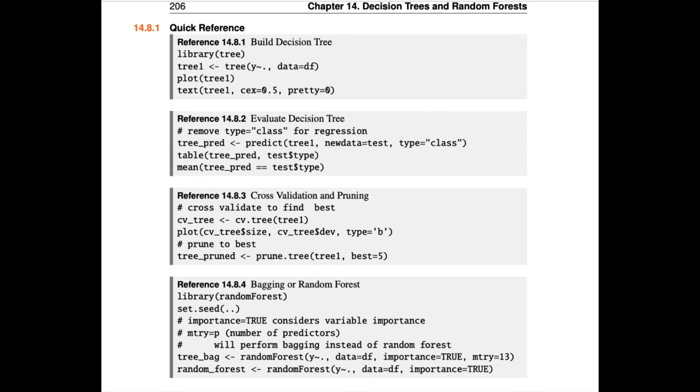These approaches are much more accurate, but you lose that interpretability. Random forest has the additional advantage of only considering a subset of predictors at each split, which decorrelates the trees. Random forest is a highly accurate model and consequently very popular as well. The end of the chapter has a quick reference for how to build a decision tree, as well as plot it, and how to make predictions. Notice that you need to remove this type equal class if you're doing regression. Also, how to do cross-validation and pruning, and how to do either bagging or random forest.